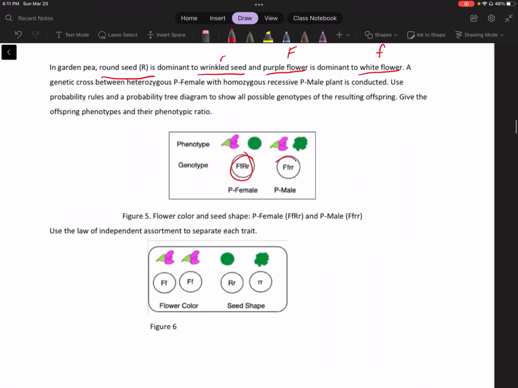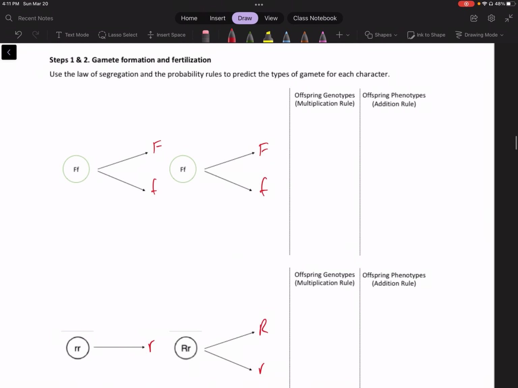Here's mom. Here's dad. Dad is heterozygous here. Mom is heterozygous here. Dad is homozygous recessive. Mom is heterozygous dominant. There and there. And so the one we just did was we split them apart. We kept P male here and P female here.